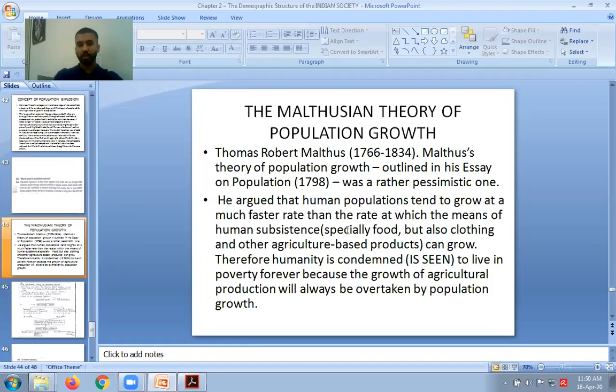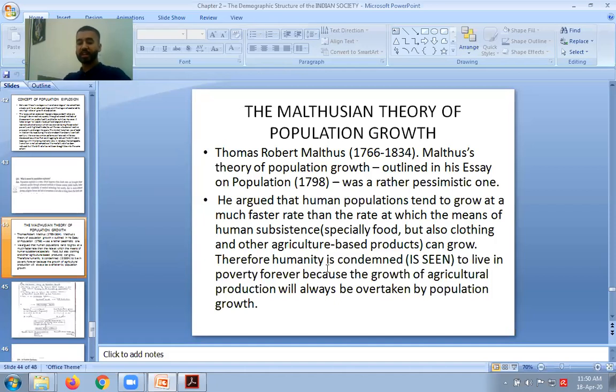So what does he argue in this theory? I'm talking about Robert Malthus. He argued that human population tends to grow at a much faster rate than the means of human subsistence. Now, what is human subsistence? It's your food, that all human beings need, but also clothing and other agriculture-based products. So resources can be in the form of food, clothing, or other things that humans need for subsistence.